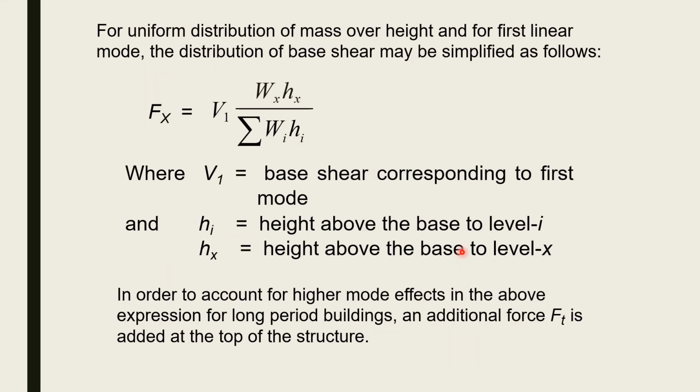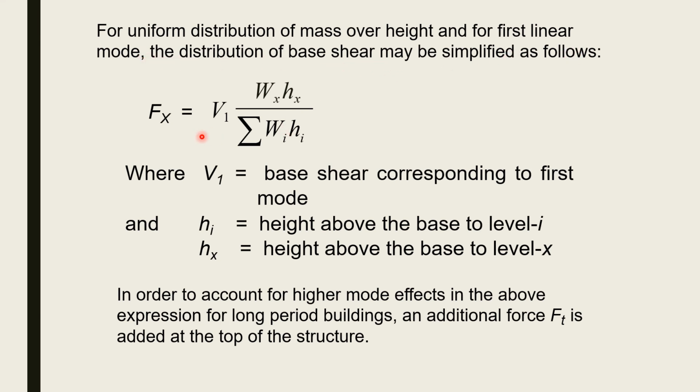When an earthquake hits the structure or the building, the earthquake force or energy is transferred from the base of the building to the top, meaning forces will be transferred from the base to the first story, second story, third, and so on to the top story. So for that detailed distribution, here is the formula. For uniform distribution of mass over height and first linear fundamental mode of time period, the distribution of base shear may be simplified as follows.